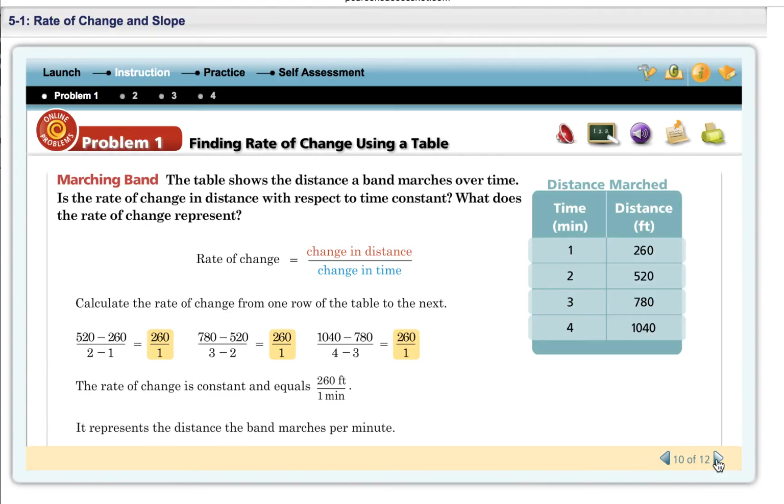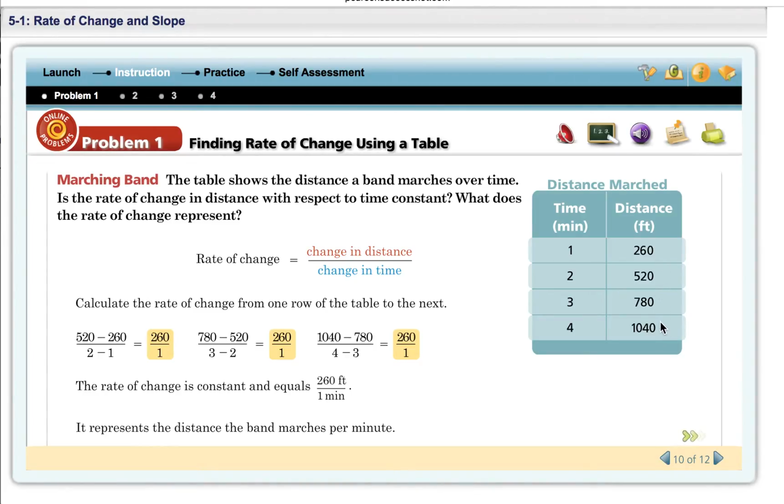The rate of change represents the distance the band marches per minute. So this, I mean, it may look a little complicated, but really all you're doing is seeing it goes from add 260 to 260, 520. Add 260 to 520, you get 780. Add 260 to 780, you get 1040.